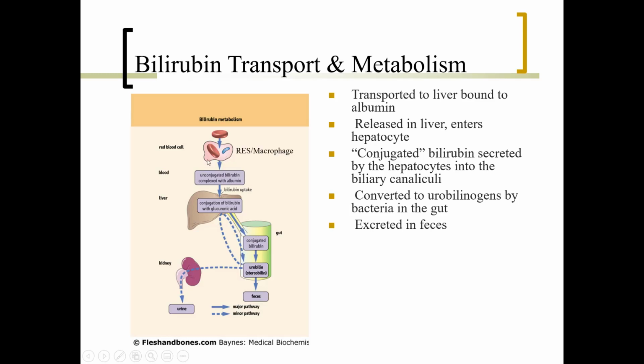So here you can see it's broken down here. It's converted into bilirubin. This is unconjugated bilirubin. Unconjugated bilirubin is going to be bound to albumin, and it's going to be transported to the liver. Once it's in the liver, it's going to be conjugated. Conjugated bilirubin is going to be excreted into the digestive tract through bile, and then it's going to be converted to urobilinogen and excreted in the feces. It can also be excreted in the urine.